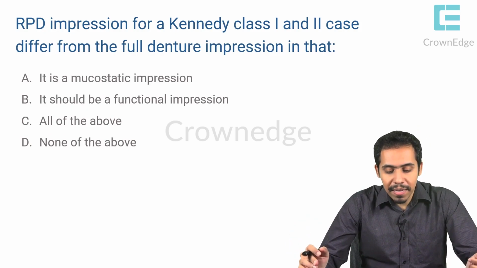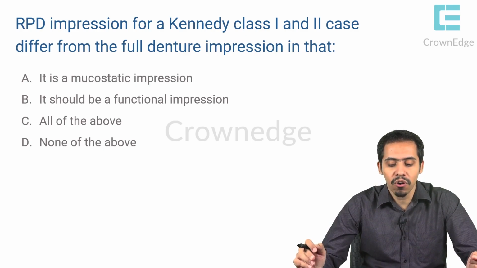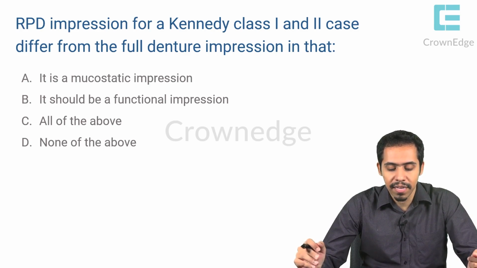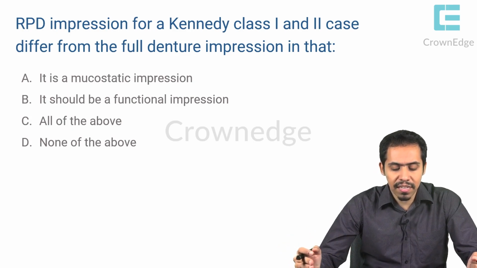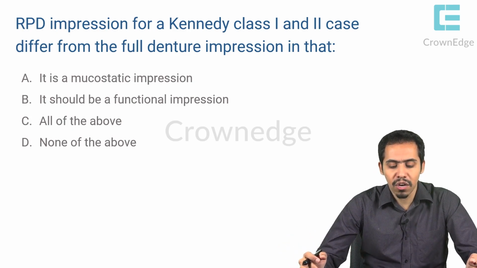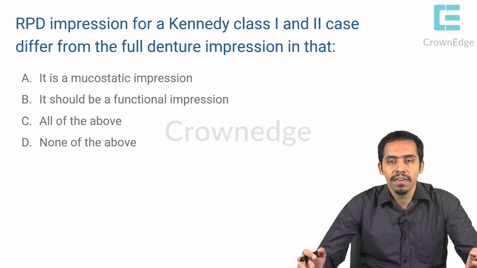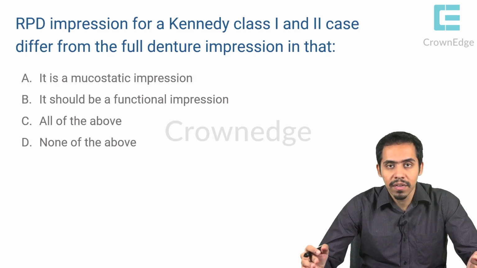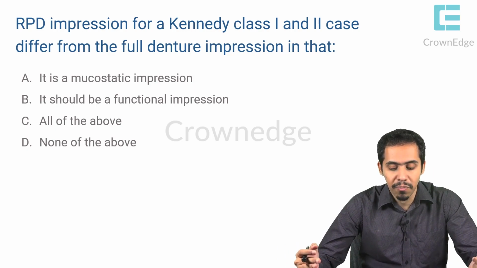Okay, so another question based upon a class 1 and a class 2 scenario. It says that RPD impression for a Kennedy's class 1 and 2 differ from those that are taken for a complete denture impression in that: A, it is a mucostatic impression, B, it should be a functional impression, C, all the above, or D, none of the above. So now what you have to understand is that what we are taking in case of Kennedy's class 1 and 2 is a functional impression or a physiological based impression.